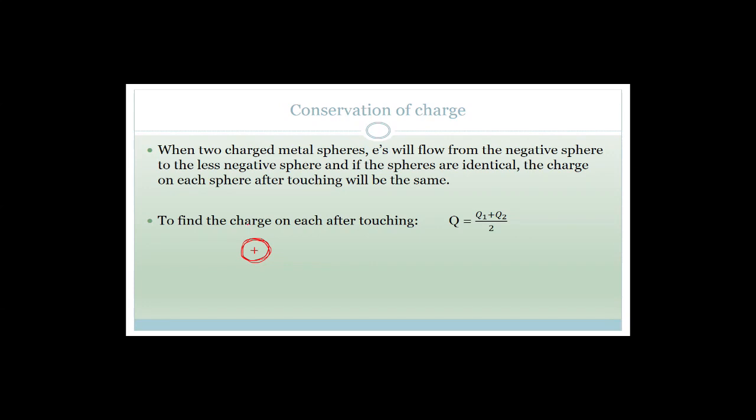So if, for example, we have one charged object which has a positive charge of, say, 6 microcoulombs, and another charged object which has a charge of, say, minus 11 microcoulombs, what will happen when we bring them into contact is that the electrons are going to flow. Let me just draw this. They're brought into contact, one positive, one negative. The electrons will continue to go from the negative to the positive until they both have exactly the same charge.